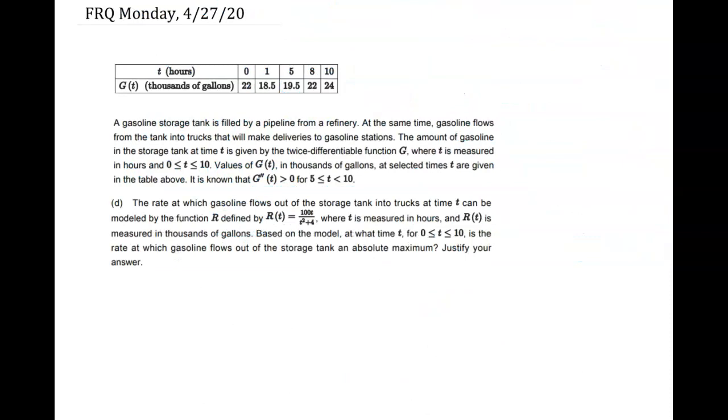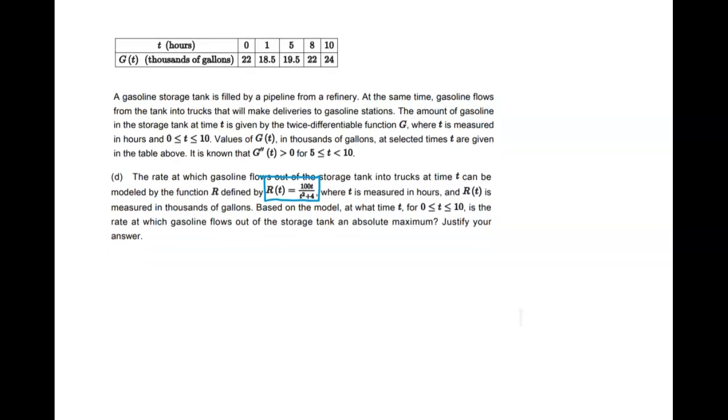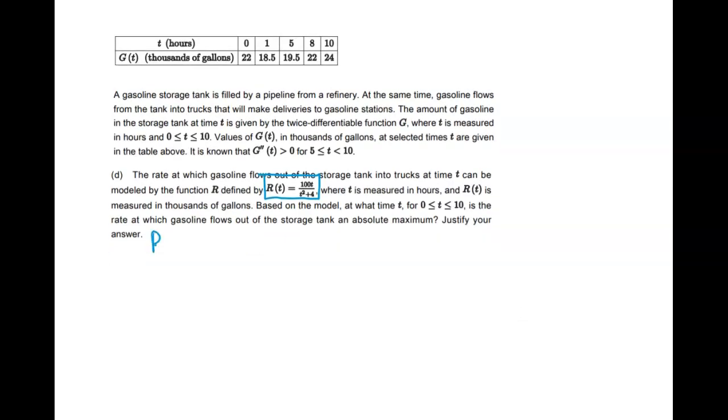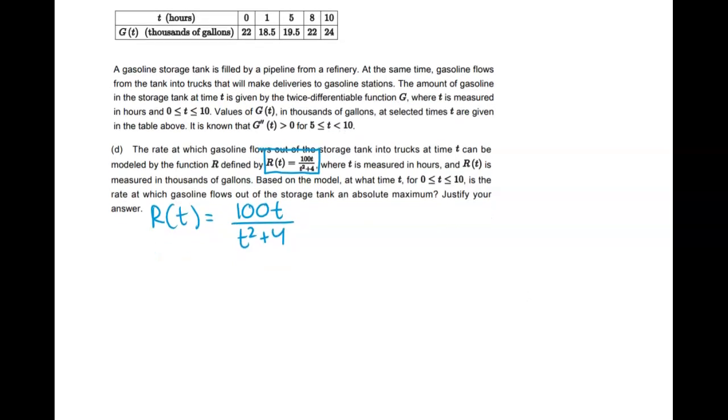Part D. We have the rate at which gasoline flows out of the storage tanks into trucks, given by R of T right here. We want to know when the rate at which gasoline flows out of the storage tank is at an absolute maximum. So first, if this is R of T, we want to find, well, critical points essentially, because we're looking for a maximum value.